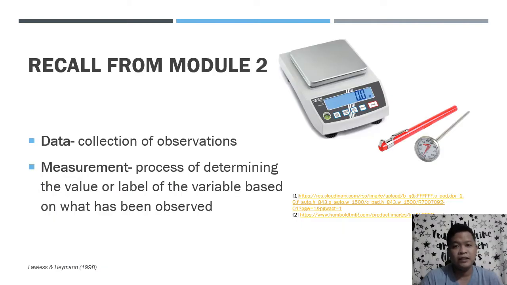So when we say data, this refers to the collection of observations. In this case, it would refer to the responses of your panelists primarily in terms of answering the demographic sheets and answering the questionnaires related to sensory evaluation. And of course, measurement refers to the process of determining the value or label of the variable based on what has been observed. So the value or label is a term that we use, especially when using software like SPSS.